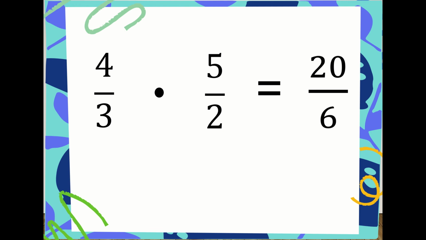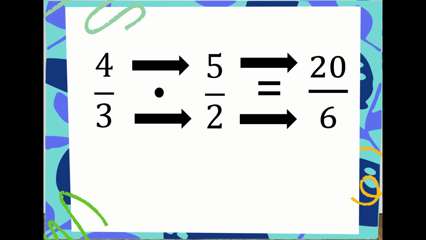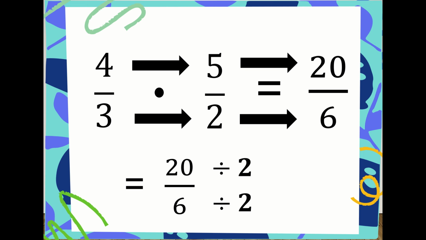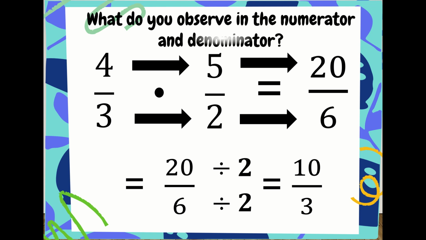For the last example, if we have 4 over 3 multiplied by 5 over 2, it will become 20 over 6. But the 20 over 6 can be simplified or reduced by dividing both the numerator and the denominator by 2. So 20 divided by 2 is 10 and 6 divided by 2 is 3. Therefore, the final answer is 10 over 3. Okay? Question.